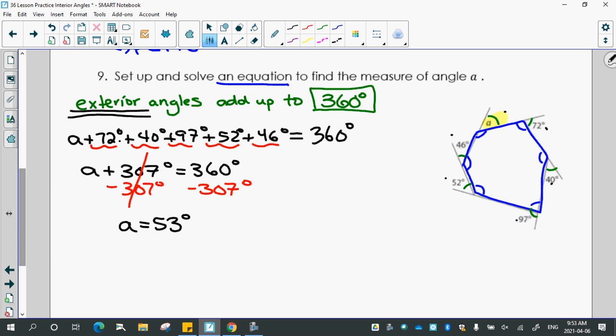Then make sure you did what the question asked, set up and solve an equation. Yes, I made an equation and I found the measure of angle A. So done. What it asked me to. Okay.